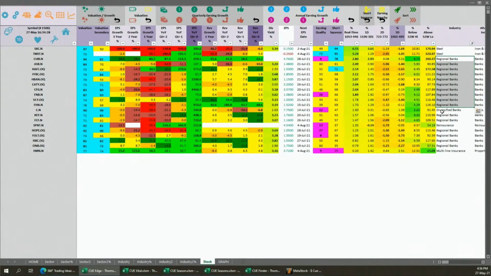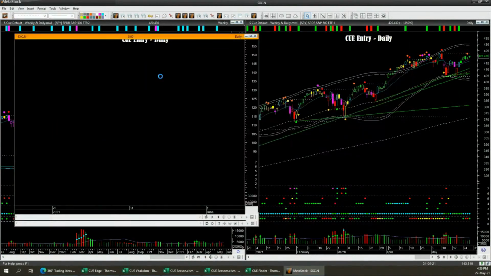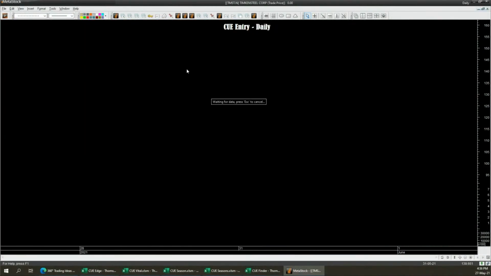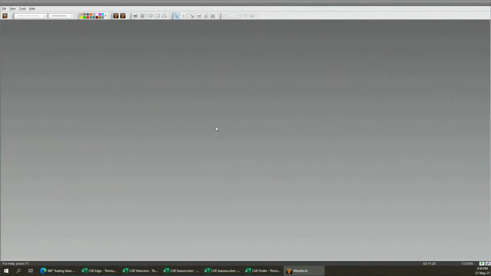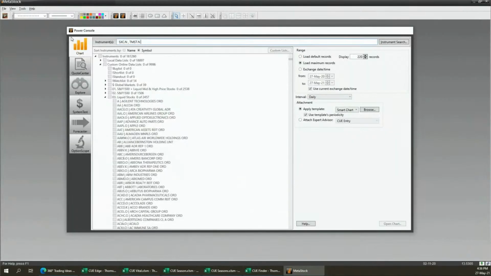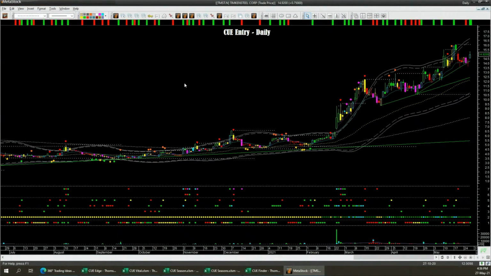So certainly we could look for regional banks. Let's look at the 2 steel stocks. Look at their charts. Okay, I had some charts open. Let me close all the charts and go back. Let me open these 2 3-star candidates in strong industry, strong sector.